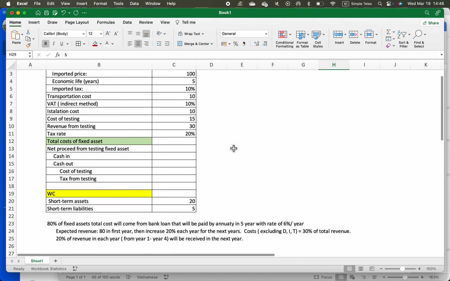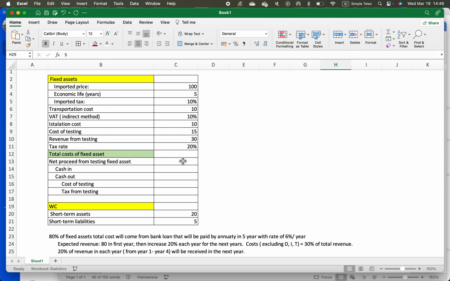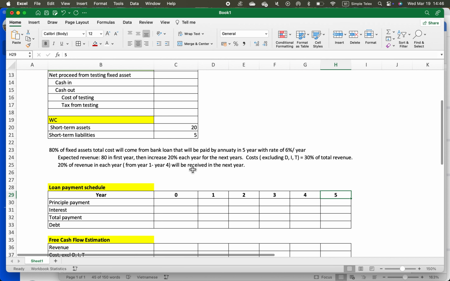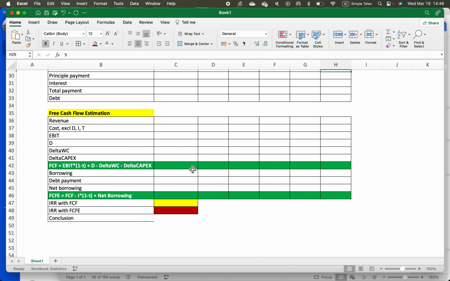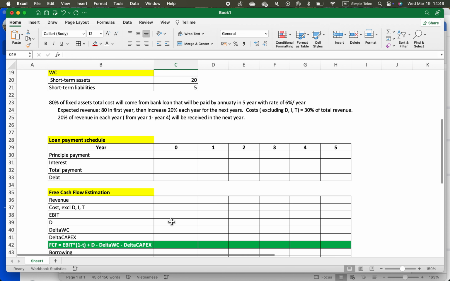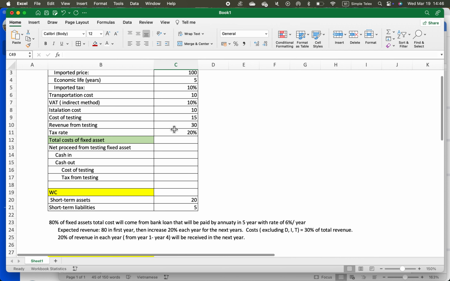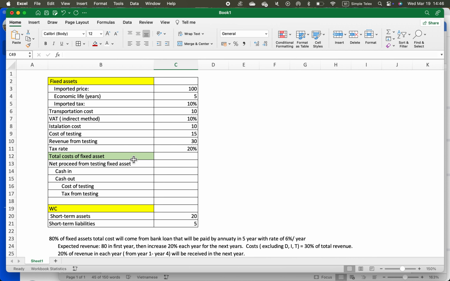So now we'll try to resolve the problem. So the first thing, let's have a look at our objective. So our objective is to calculate the blue line in here, right? FCF and FCFE, and then calculate IRR with FCF and FCFE, and then we will make the conclusion if the project is accepted or not, right? To do so, the first thing we have to do is to estimate the total cost of fixed asset, right?